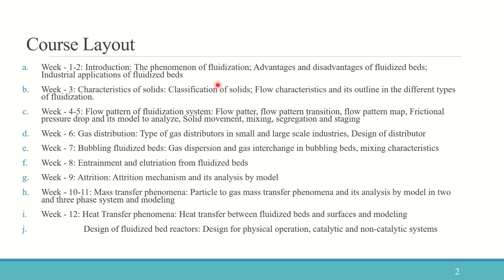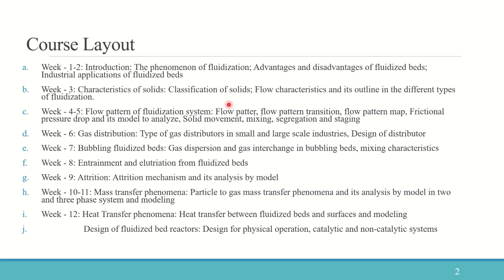In week 3 we'll be dealing with characteristics of solids. In the last classes itself we have seen that solids play a major role in the flow behavior inside the system based on their size, density, and the shape factor is also an important one.